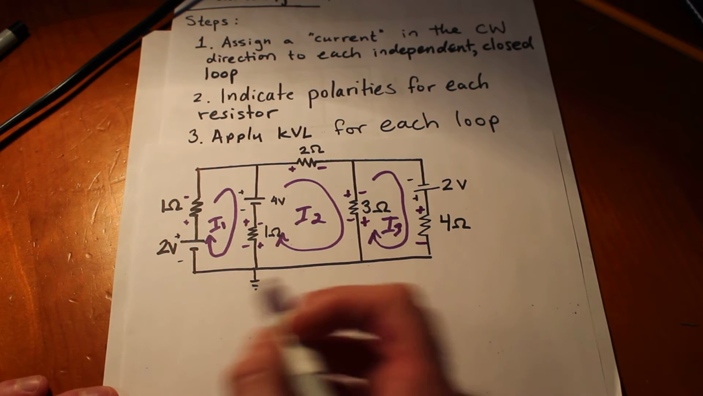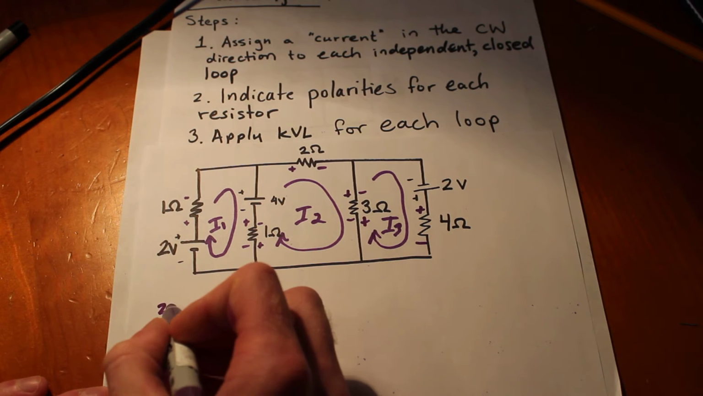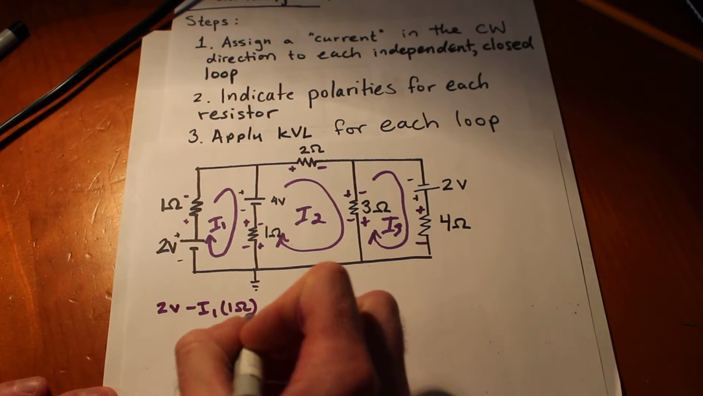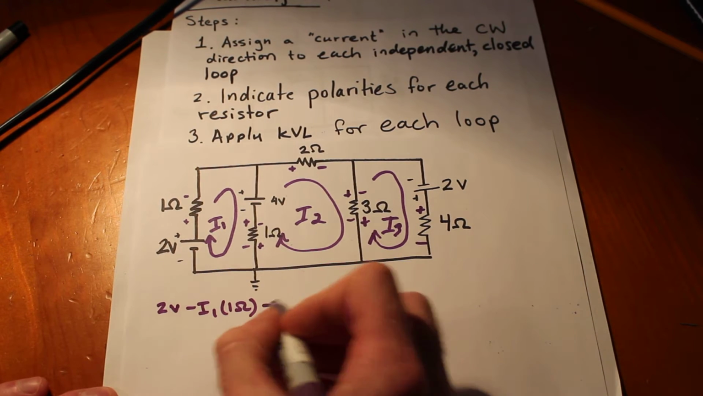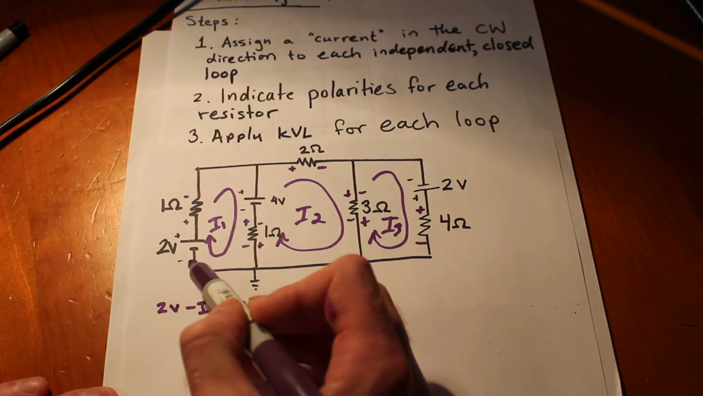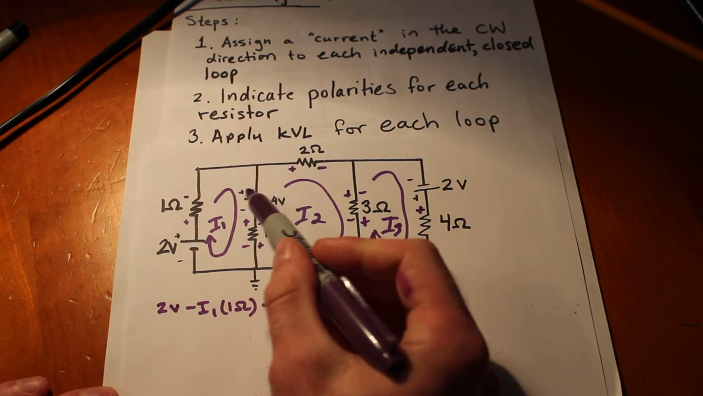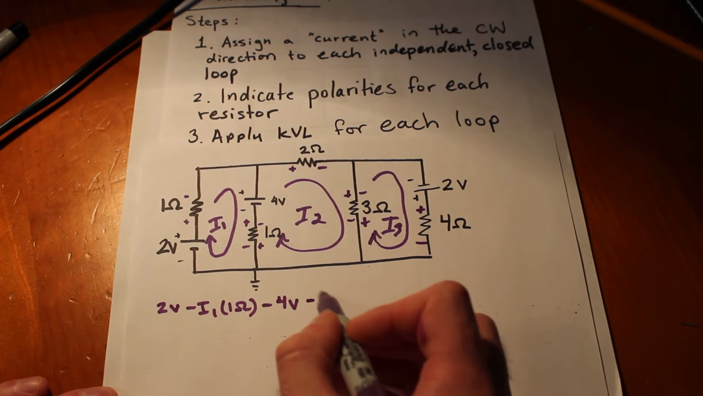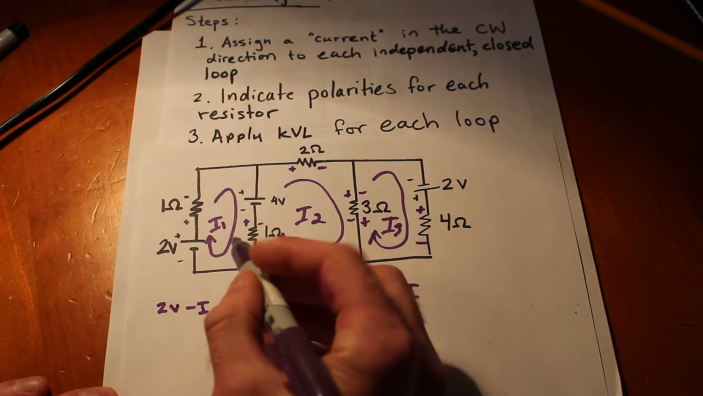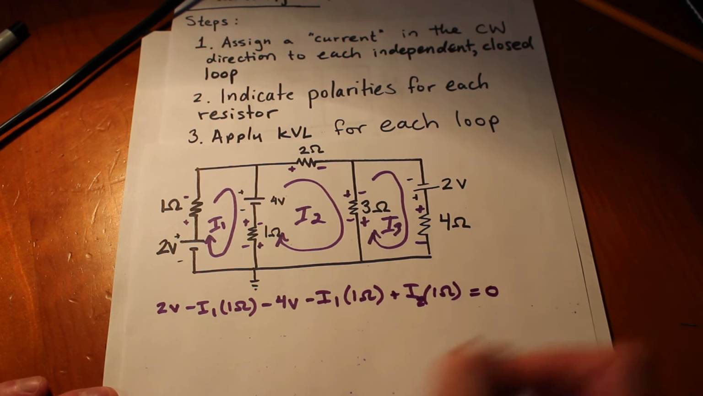Okay, so let's maybe try to speed things up a little bit while we're writing this. For loop 1, we have 2 volts, we have minus I1 times 1 ohm, okay? Then we go around, we have minus 4 volts, and it's minus because it exits out of the negative, whereas this one exits out of the positive portion of the voltage, okay? We continue down and we have minus I1 times 1 ohm and plus I2, because it's shared, times 1 ohm. Sorry, I forgot the 2 there, equals 0, okay?